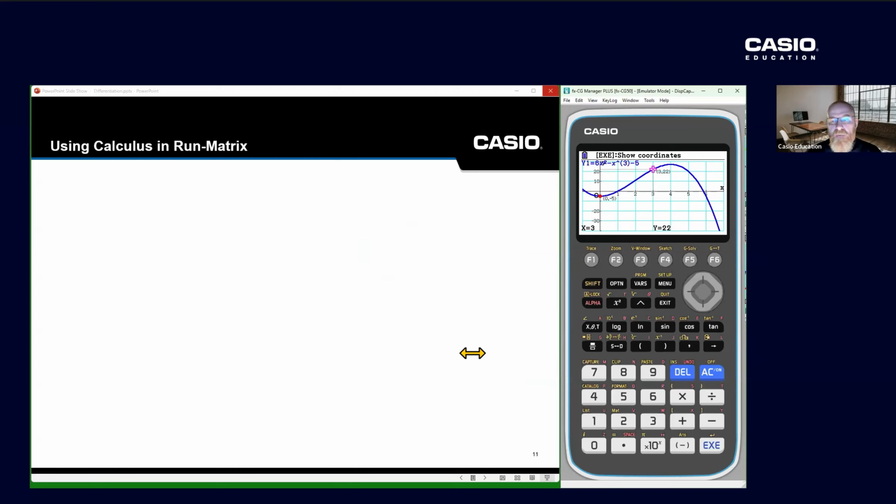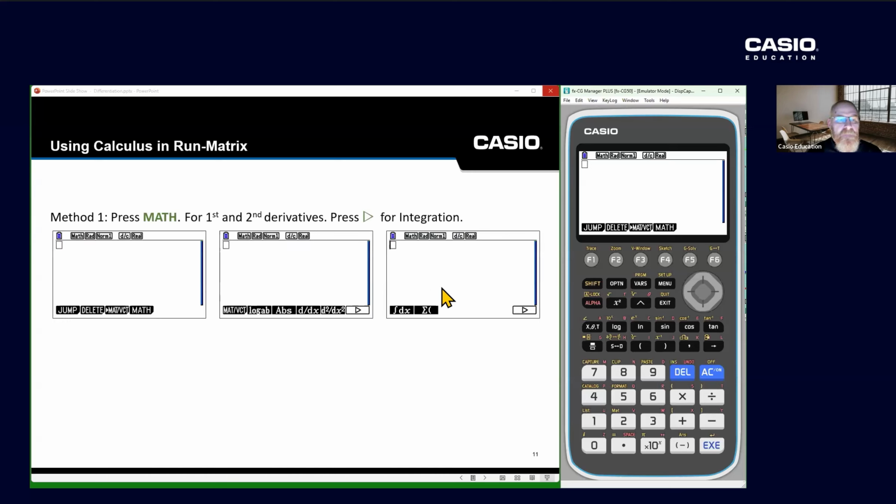Using calculus in Run-Matrix, there are a couple of ways you can approach this. I'm going to go to Run-Matrix. You can do calculus both in Graph mode and Run-Matrix, so there's a nice partnership going on there, so you can make sure that you are understanding things completely.